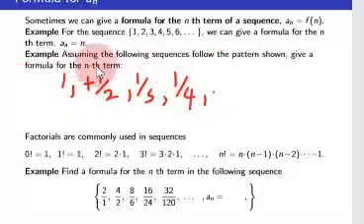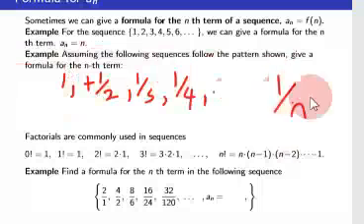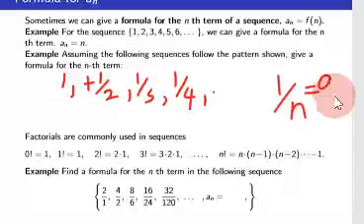The general term of this sequence is 1 over n, a sub n. This is the general term. The nth term of this sequence is 1 over n. Pretty simple, right?